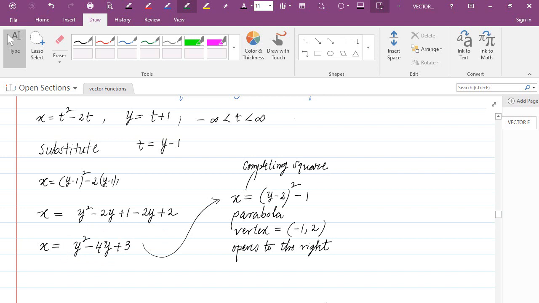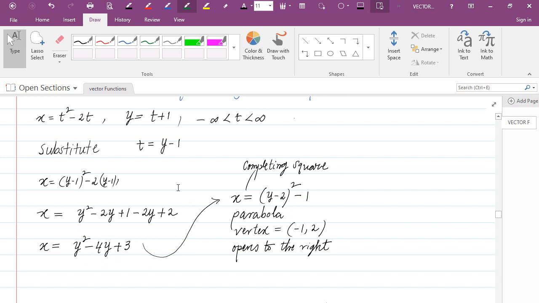And if you complete the square on the right hand side here, then you get x is equal to (y minus 2) squared minus 1. From this, we know that this is a parabola that opens to the right with vertex at the point (negative 1, 2).